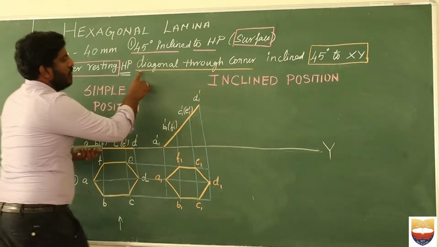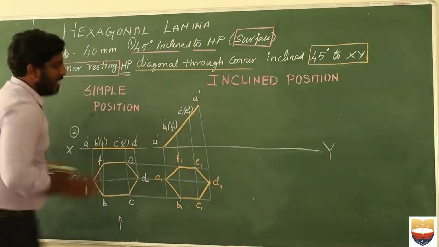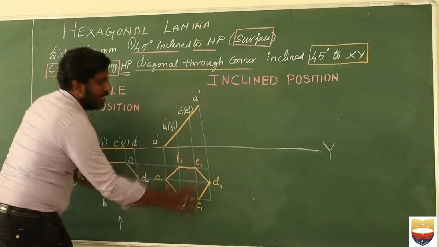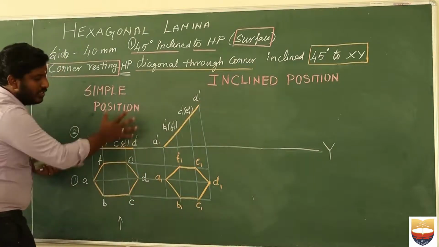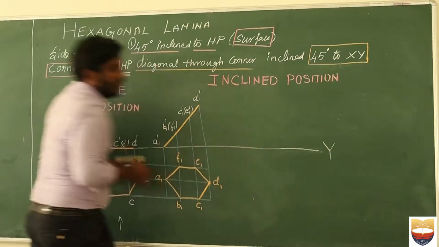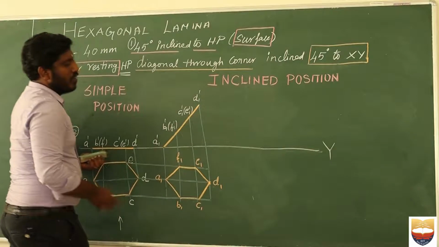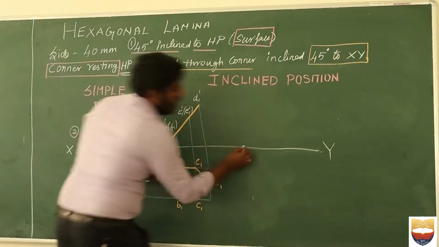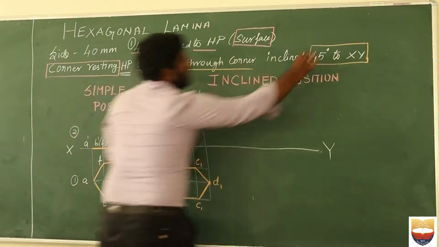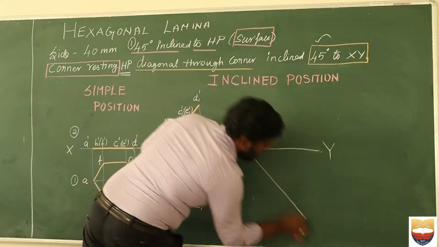It is clearly given here, diagonal through corner is inclined. So what is the diagonal? Once I have drawn this particular inclined position, I should forget about this simple position. So I have to take this as the simple position for my next inclined position, for which I am going to take this diagonal A1 and D1. Before which I am going to take a particular point over here, and the inclination is again given as 45 degree. So from here I am going to draw a line which is inclined at an angle of 45 degree.